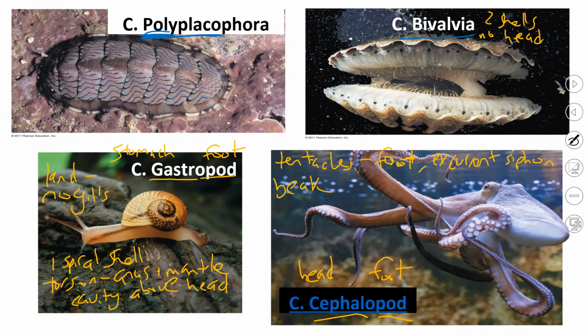Most of them don't have a shell. If they do have a shell, it's internal. The exception to this is the chambered nautilus, which has a full shell and is a really odd organism. And we will finish talking about these on Wednesday.